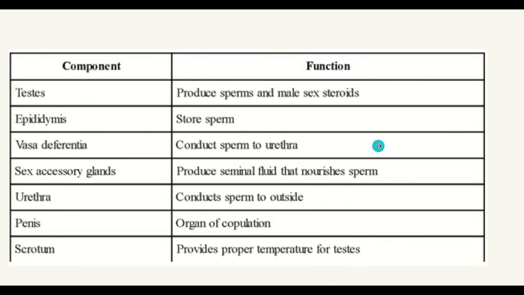Right, so this is a quick function for each of them. So testes produce sperm, the epididymis stores sperm, the vas deferens is what transports or conducts the sperm to the urethra, and then you have accessory glands, which are not necessarily there on that diagram, that produce seminal fluid that nourishes the sperm. You have the urethra, which conducts the sperm to the outside, the penis, the organ of copulation, and the scrotum, which provides the proper temperature for the testes, basically. So it regulates the temperature.